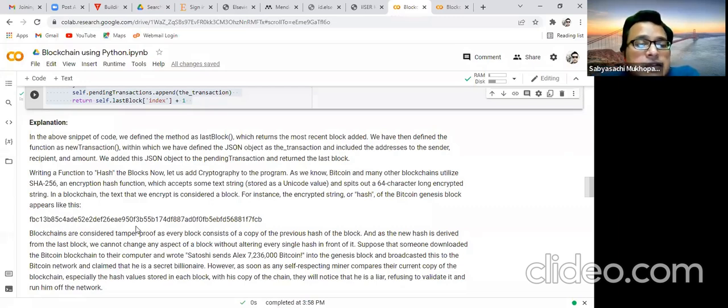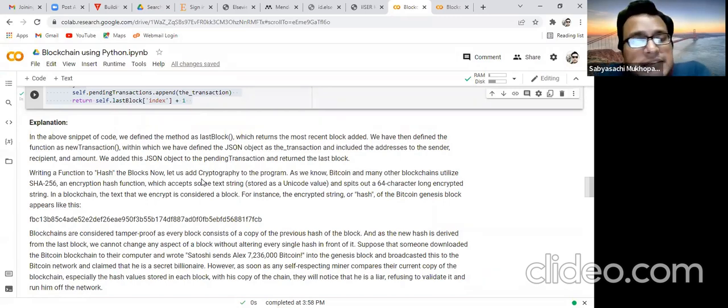We have seen that blockchains are considered tamper proof, as every block consists of a copy of the previous hash of the block, and a new hash is derived from the last block. We cannot change any aspect of a block without altering every single hash in front of it. Already we have discussed all those things in our discussions and PPT. All those things are there as an explanation of the coding portion. But whenever you know the theory, it becomes easier for you to implement the code and understand what steps we are incorporating. Those simple steps have been explained here again. If you go through the PPT and the corresponding portion of the notebook, every portion of the blockchain, including Bitcoin, will become crystal clear to you.